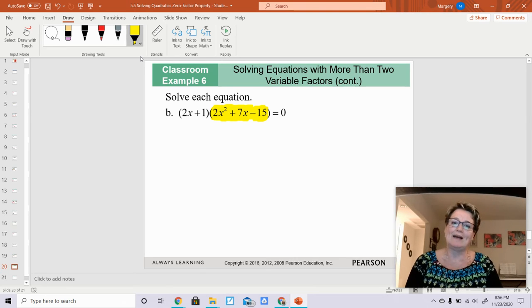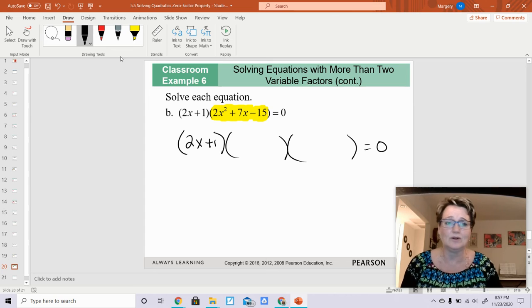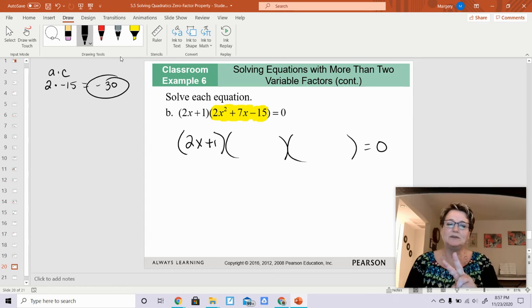So what I'm going to do right now is try the AC method on this part right here. And I'm going to hopefully be able to get 2x plus 1 times something equals 0. You guys, I have no clue if this is even doable, but I'm going to try. So I'm going to use the AC method on what's yellow. My A is 2, my C is -15. That gives you -30. I need to find two numbers that, when multiplied together, give you -30, but when added give you 7.